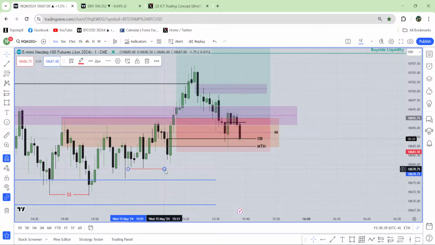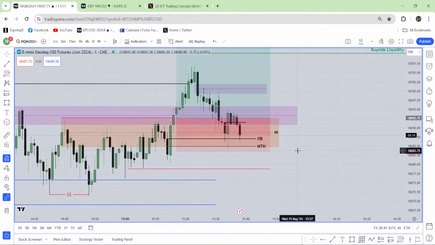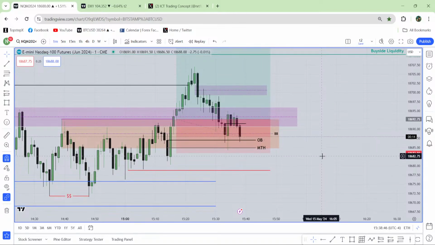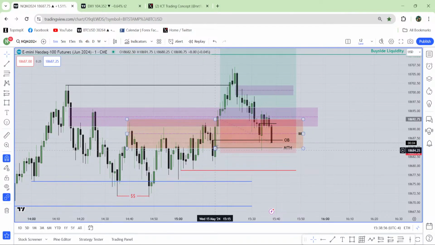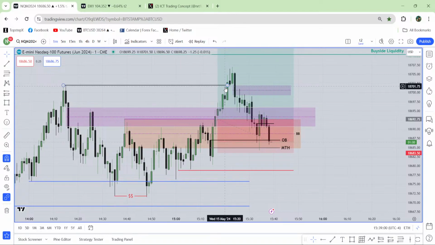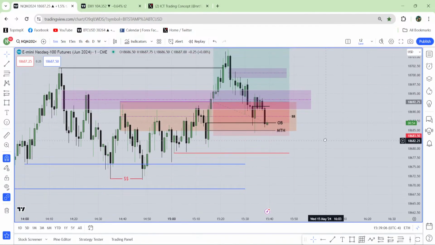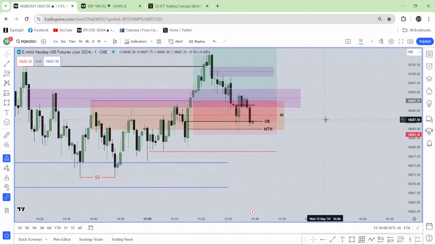Okay, will it really come for this sell side liquidity? I don't think so. It should not come for this sell side liquidity, because this relatively equal low, this line failed to take that relatively equal low. One thing is bad, and that is when the market went higher and took that buy side liquidity. This is the only thing I'm worrying about, because it has taken the buy side liquidity. It can go for this sell side liquidity as well, but we will see.